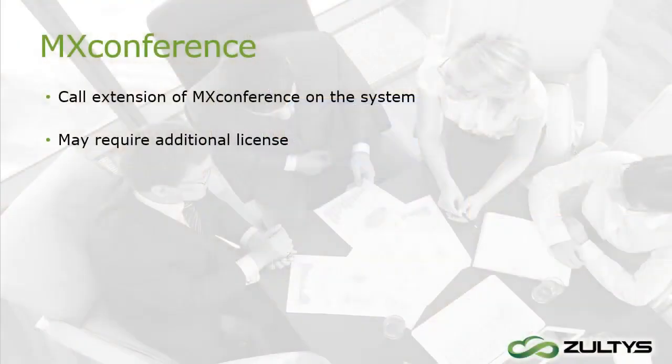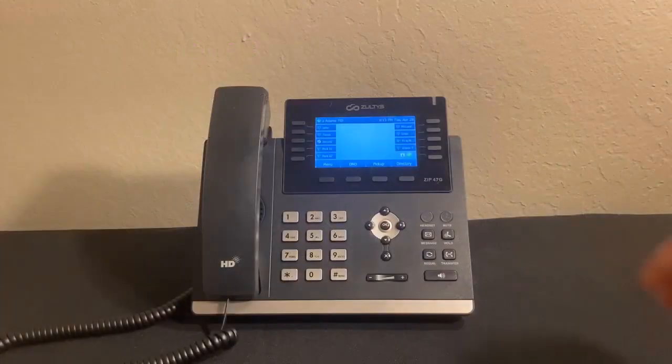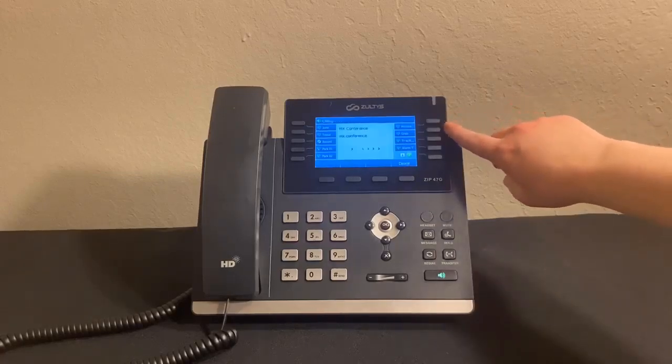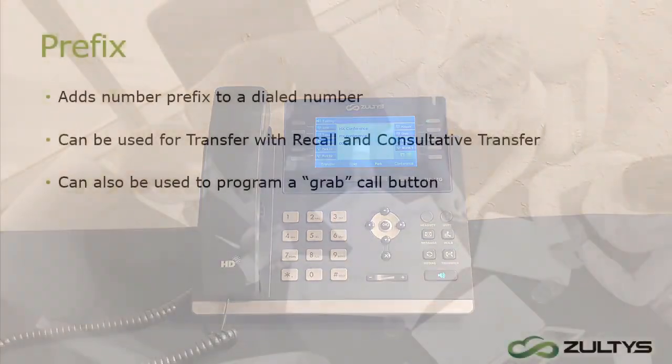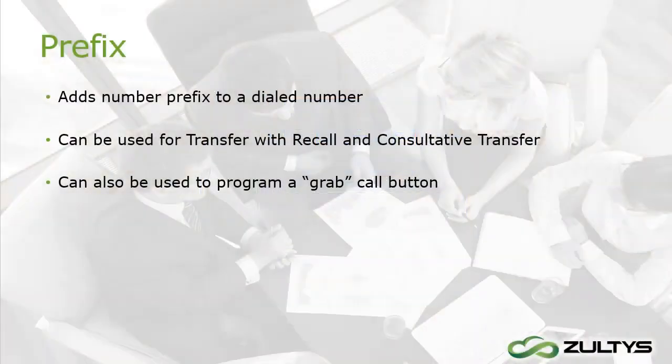If you utilize MXconference, you can configure a key to dial directly into your conference line. That way you don't need to memorize the extension of the line. And the last button type I will discuss in this video is Prefix. On paper, that doesn't sound like a very useful button. If your office needs to restrict outbound dialing for whatever reason and requires a prefix to dial before you can reach an outside number, you can use this button to bypass it.